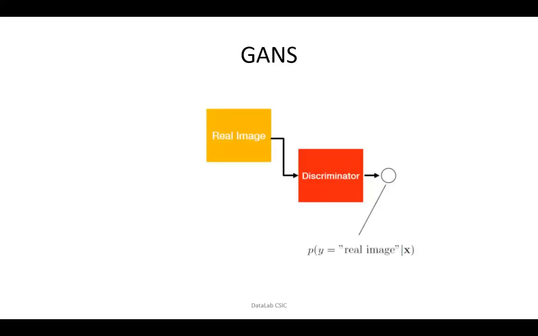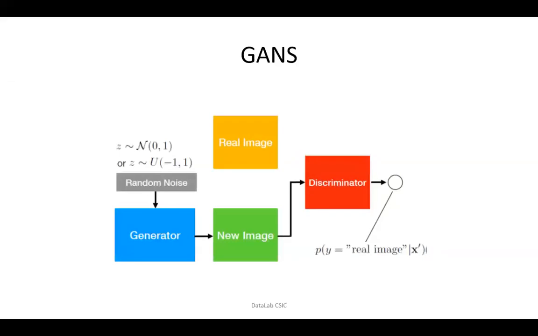Basically, it's a game between two neural networks. There's a discriminator which needs to recognize whether the images are real or generated artificially. So there's a discriminator and a generator, and they compete.